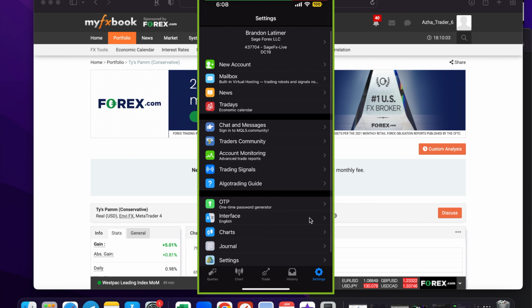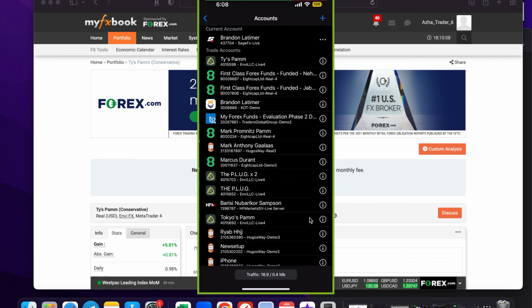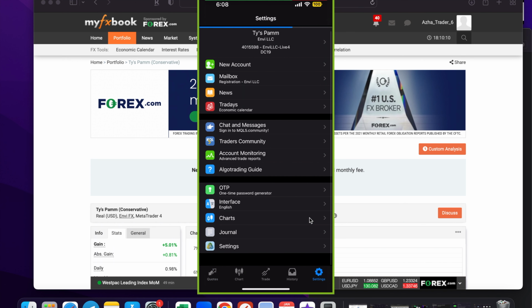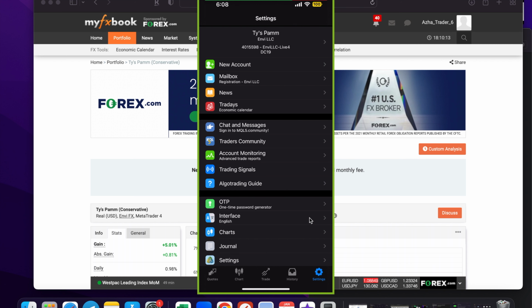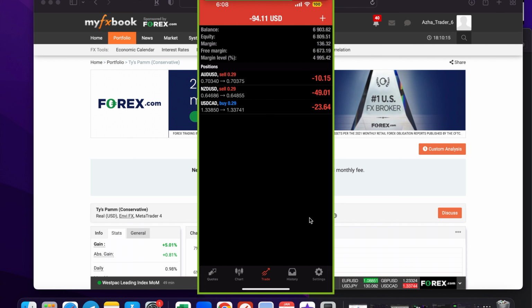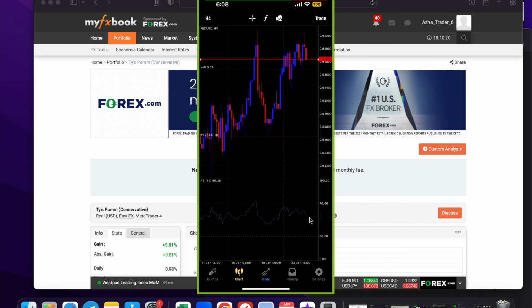As y'all can see right there, it's Brandon Latimer, same client. And it's Ty's Pamm, nothing to lie about. Drawdown $94. It looked like it's gonna tank, so I'm expecting us to be out of these trades. Even if we don't get a full retracement, I'm expecting at least 50%, right up in this level right here, to generate some profits for me to show y'all tomorrow.